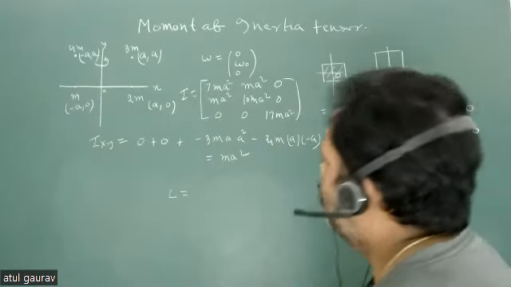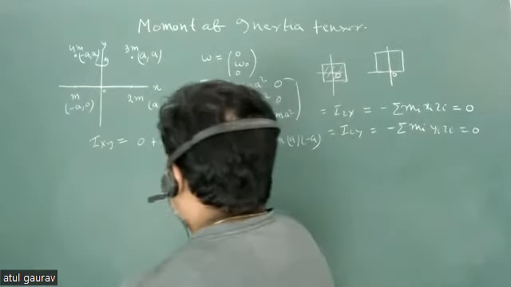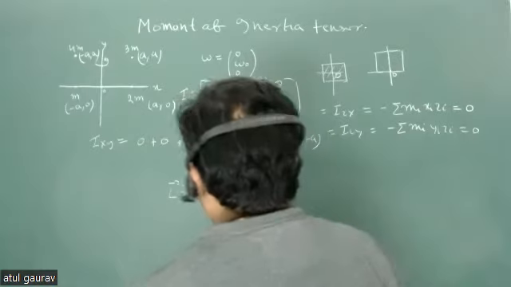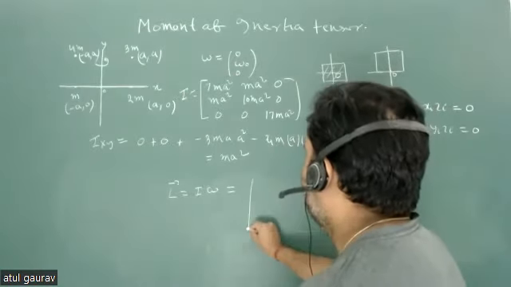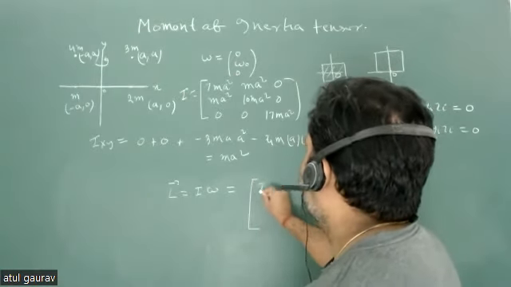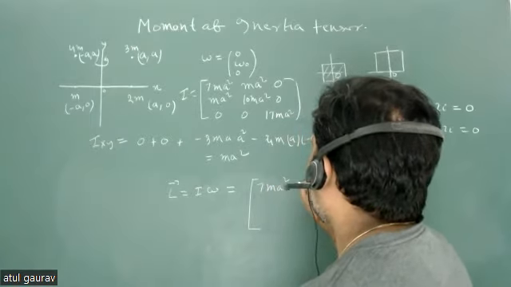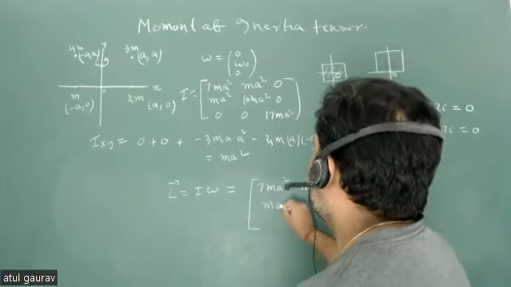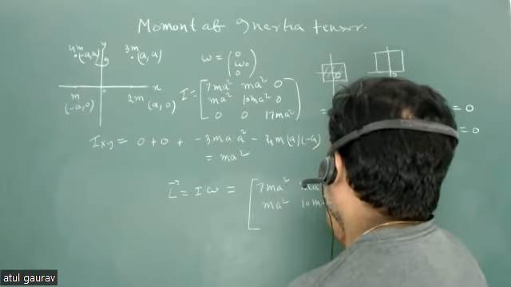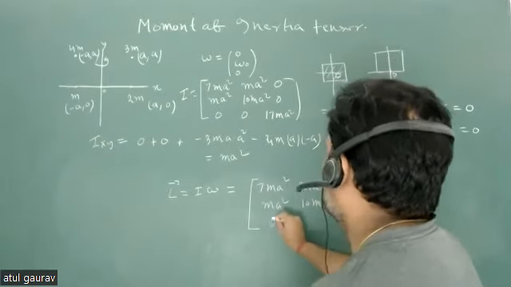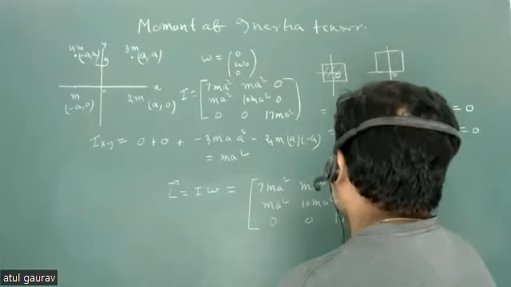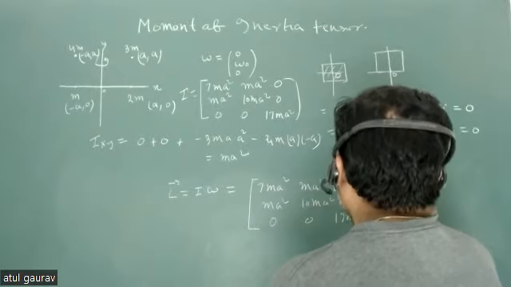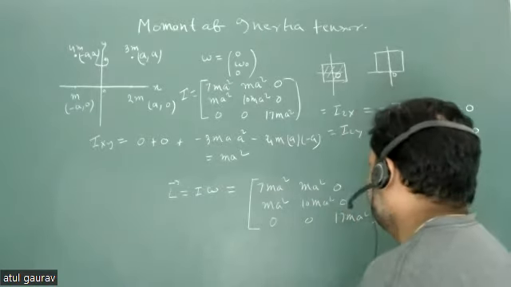ओके. So what will be my angular momentum? So angular momentum is equal to I into omega. And when we are going to calculate I into omega, then we have 7 ma square, 0, ma square, 10 ma square, 0, 0, 0, 17 ma square, and I have 0, omega naught, 0. What will you get?